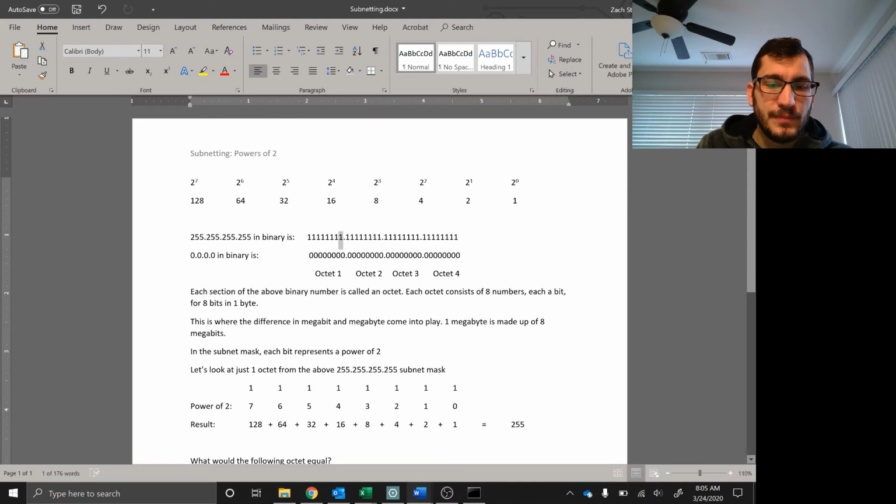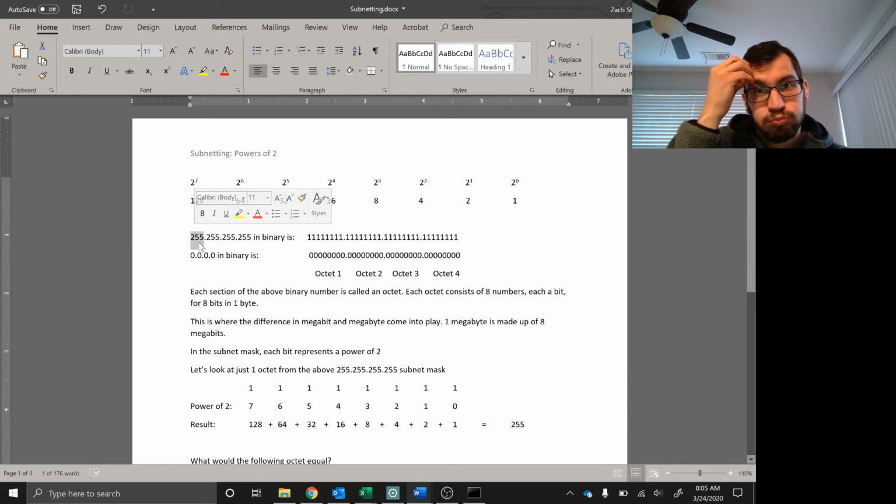So what we do is, if it's a 1, that means yes. If it's a 0, that means no. So if there's a 1 here, then you write down the number 128. Since there's a 1 here, 2 to the power of 6 is 64. We're going to add all of these powers up together, and they equal 255. That's that number.